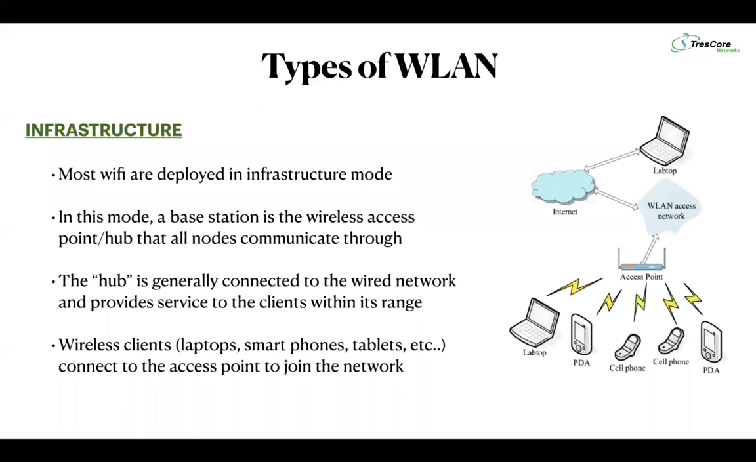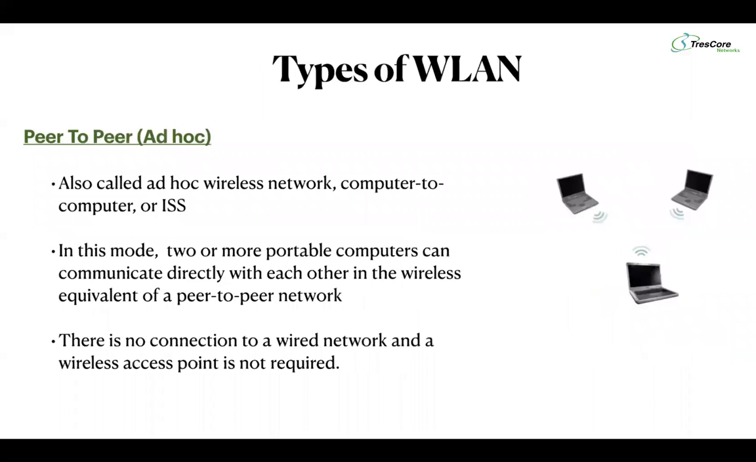So typically, infrastructure mode is the one that you normally see in our homes and offices. It's pretty straightforward. There'll be an access point or a network that is connected to Verizon or any provider, which is connected to the internet, and all these devices talk to the access point. That is pretty common, right? That's how most of our homes and offices are connected.